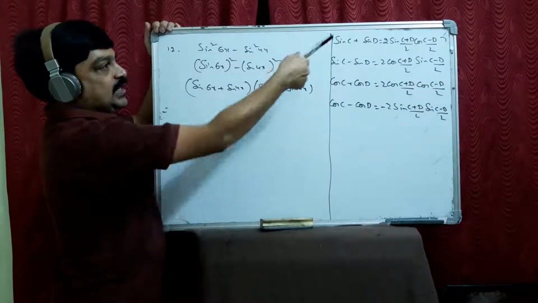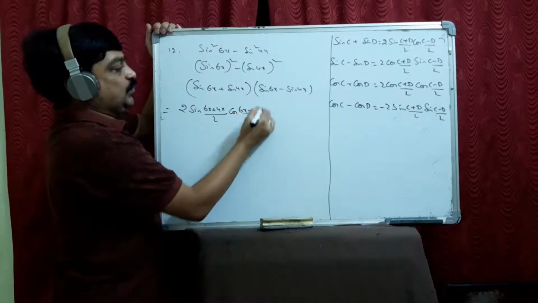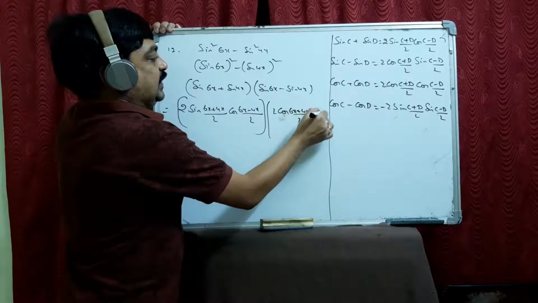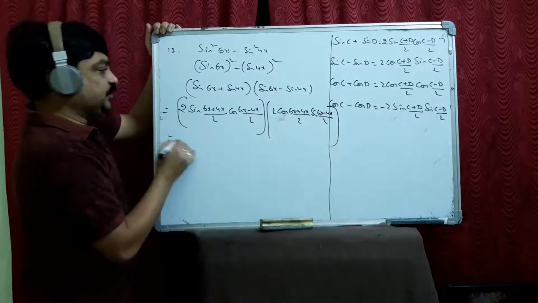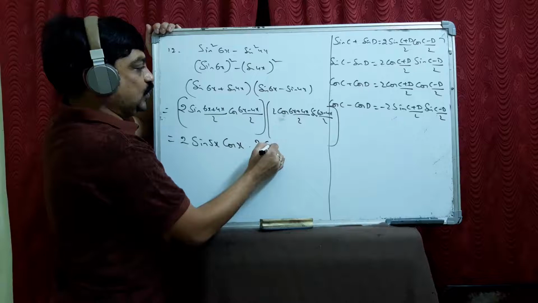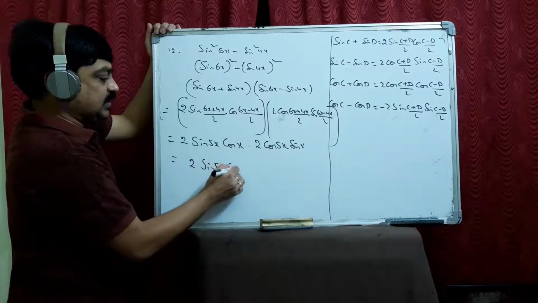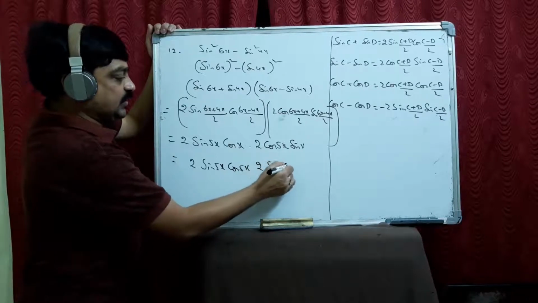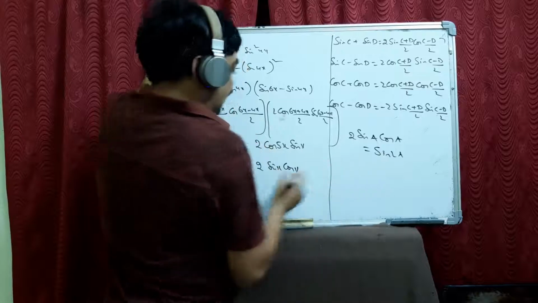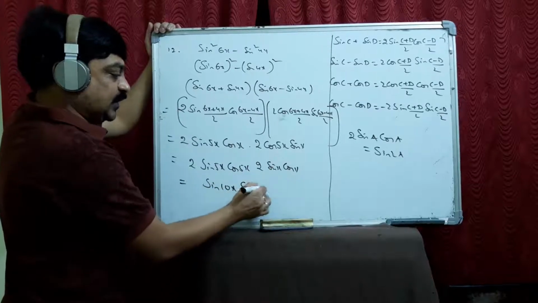Now sin C plus sin D, directly I write 2 sin C plus D by 2 cos C minus D by 2. In the same way, it becomes 2 cos C plus D by 2 sin C minus D by 2. Now it becomes 2 sin 5x cos x, and it becomes 2 cos 5x sin x. Now we rewrite this just like 2 sin 5x cos 5x, and one more 2 here, 2 sin x cos x. Now it looks like the formula of 2 sin A cos A. What is the formula of 2 sin A cos A? Sin 2A. So 2 sin 5x cos 5x becomes sin 10x, and 2 sin x cos x becomes sin 2x. Okay.